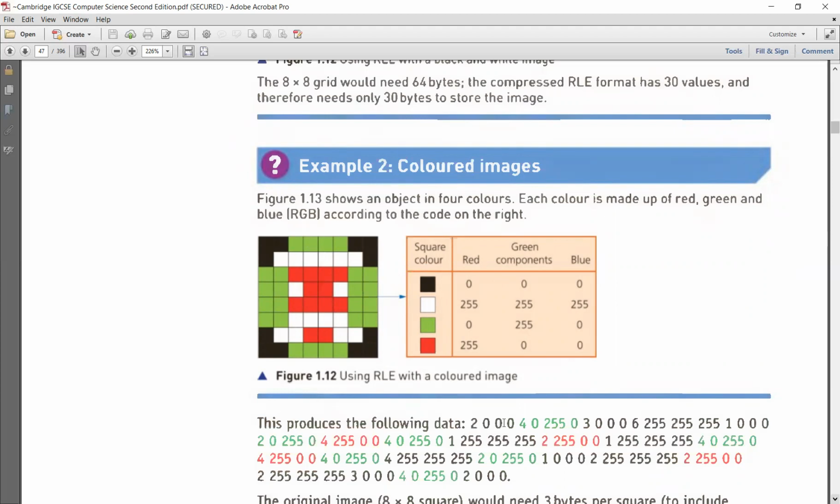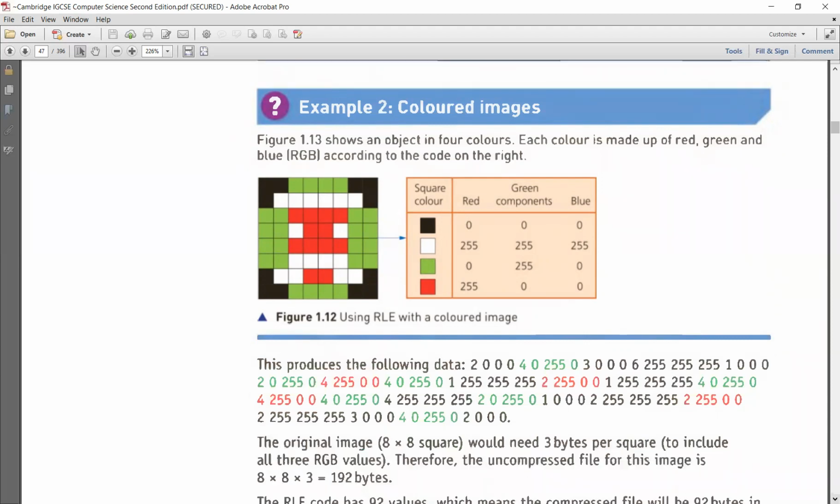It says 2 times 0, 0, 0. Then 4 times green, which is written as 4 and then the green color 0, 255, 0. Then 2, and then 1, that is 3 times black, so it is 3, 0, 0, 0. In this manner, the whole file is compressed, and definitely, as compared to the original file being sent, RLE compression results in reducing the size of the file.